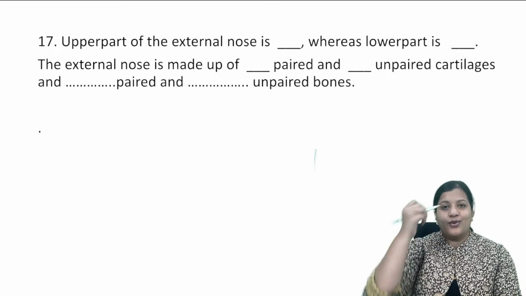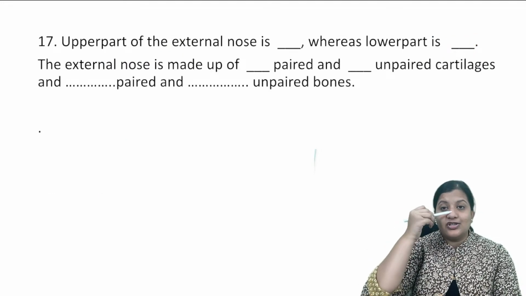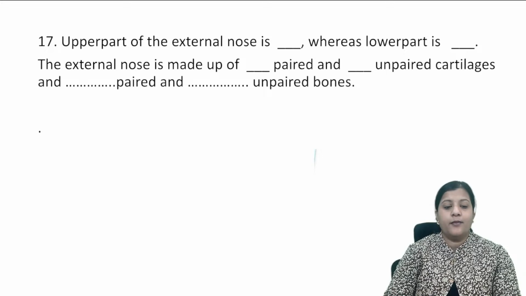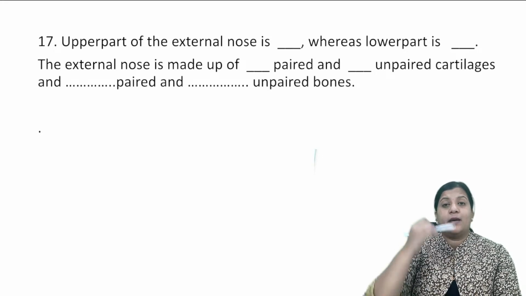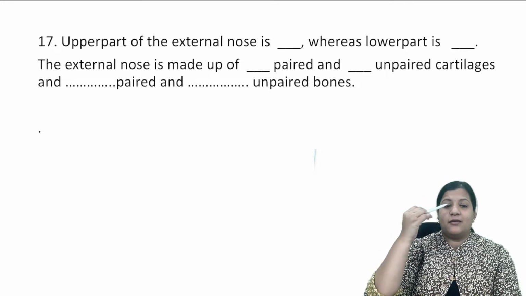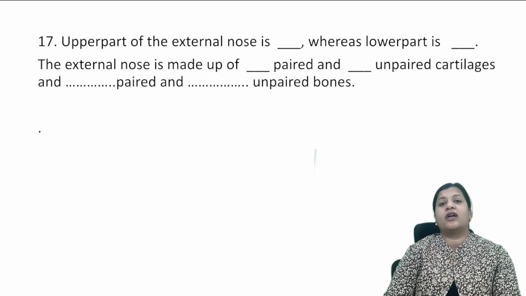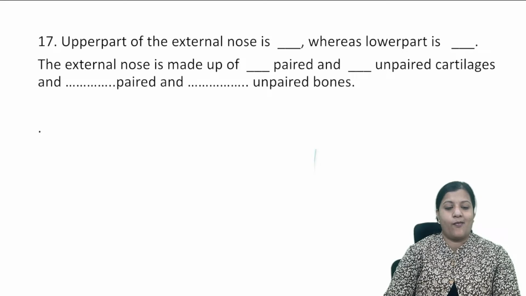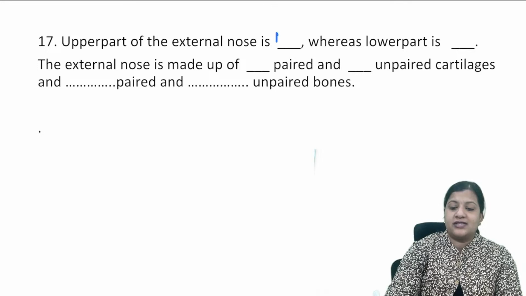Upper part of the nose is bony or cartilaginous. Lower part of the nose is bony or cartilaginous. And the external nose is made up of how many paired bones and unpaired bones? The cartilaginous part is made up of how many paired and unpaired cartilages? Quick. Yes, so the upper part of the external nose is bony, where it accounts for 1/3. The lower part is cartilaginous, where it accounts for 2/3.